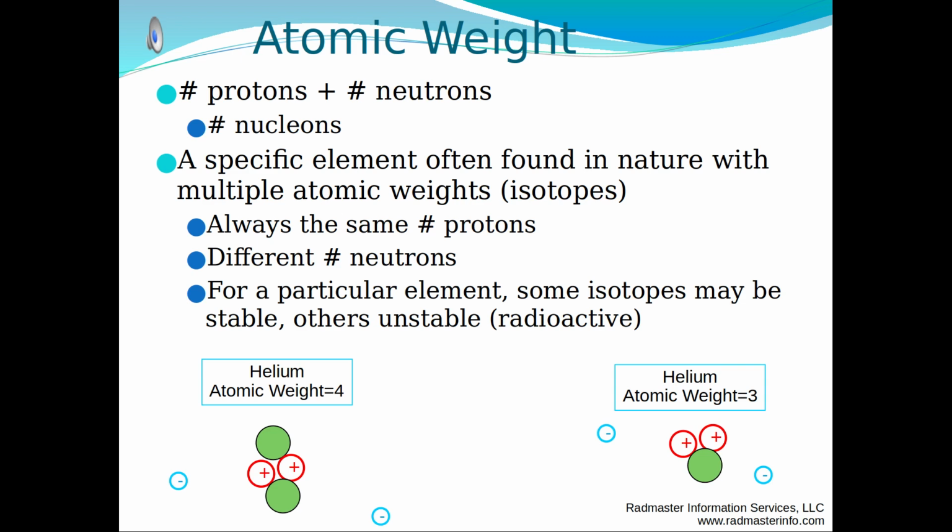Atomic weight is defined as the sum of the number of protons and neutrons. A specific element always has the same number of protons but may have various numbers of neutrons. For a particular element, a nucleus with a certain number of neutrons may be stable while another nucleus with the same number of protons but a different number of neutrons may be unstable, also called radioactive.